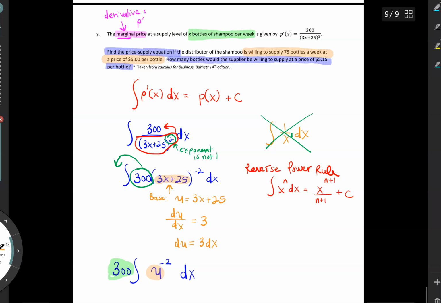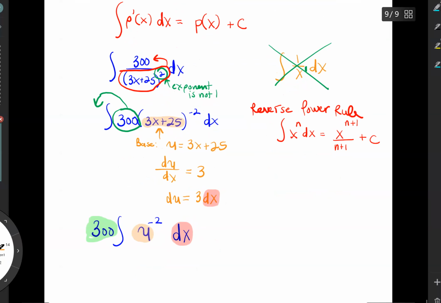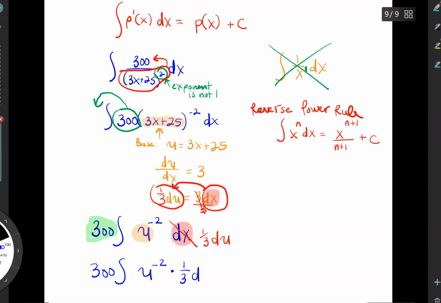So we're going to use this idea: if I can get this dx alone, I can swap it for something with a du. So we're just going to divide both sides by 3. That's going to end up being a 1/3 du. So that dx is going to cash in for a 1/3 du. If I rewrote it, it would look like this: 300 got pulled out, u to the negative 2 times 1/3 du.